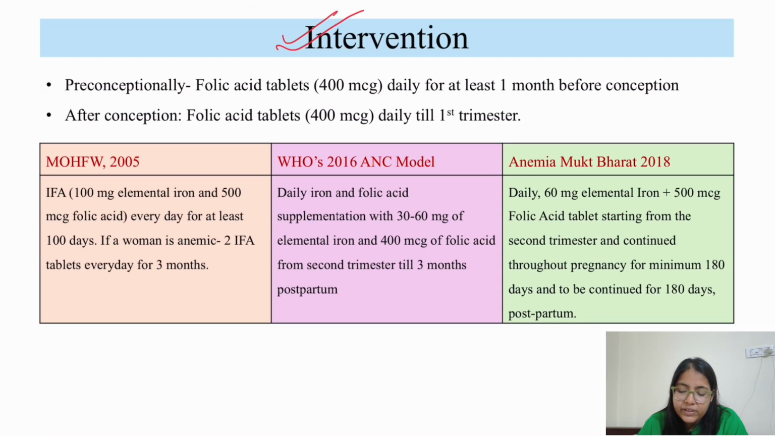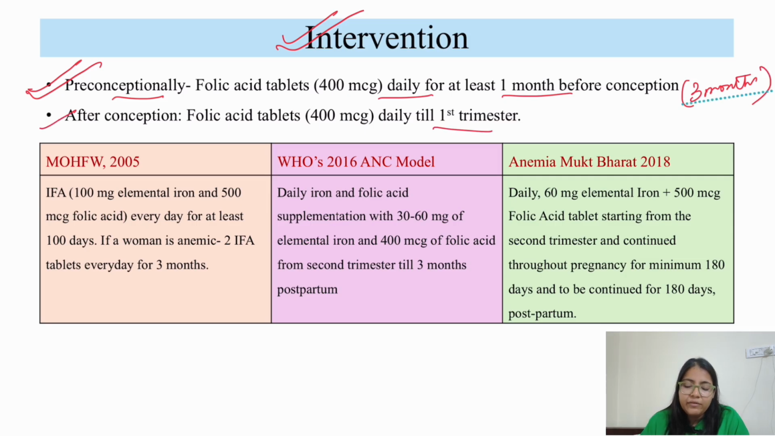And what are the interventions we do in pregnancy? What are the supplements we provide? So preconceptionally, as we all know, we tell the patient to take folic acid to prevent neural tube defect in the fetus. So folic acid 400 microgram daily for at least 1 month, and best if she can take it till 3 months before pregnancy. And after conception we tell the patient to continue till the first trimester.